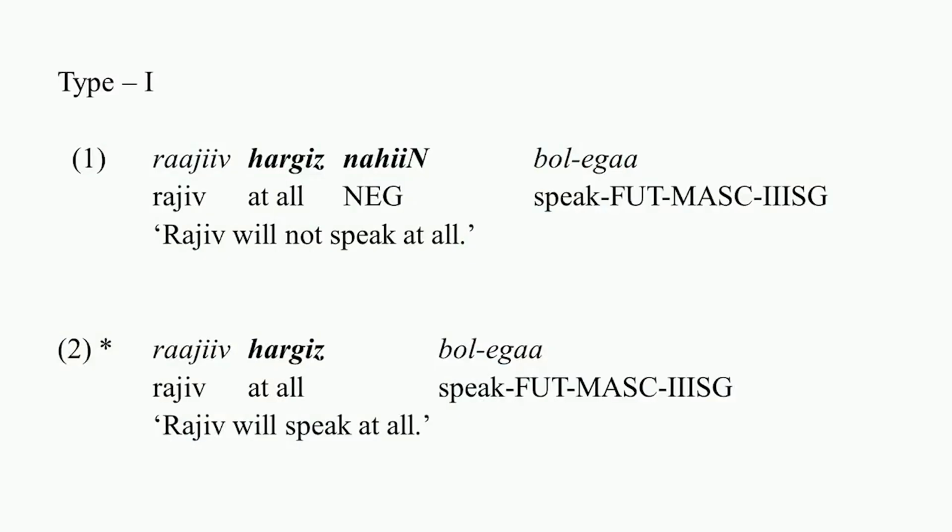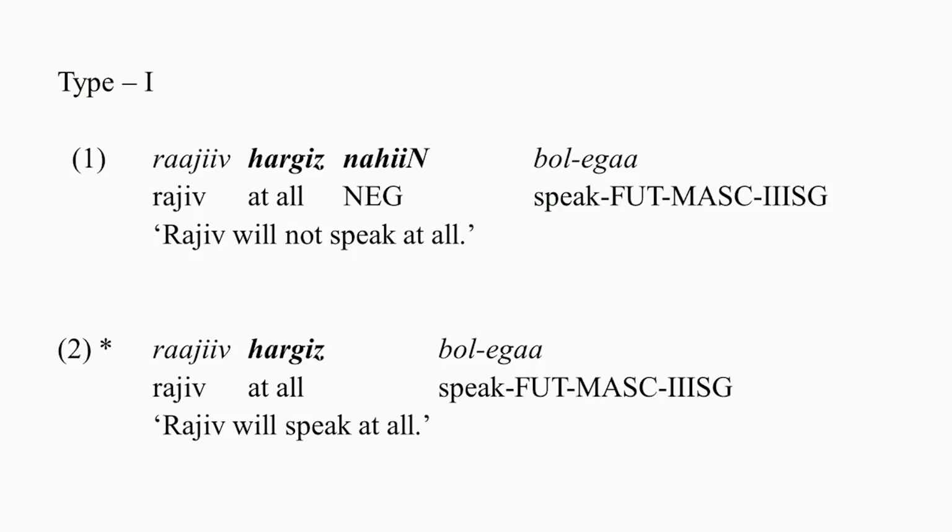So let's look at some examples. Here are two sentences from Hindi, and the sentence is Rajiv hargiz nahi bolega, meaning Rajiv will not speak at all. Look at the constituents of this sentence.